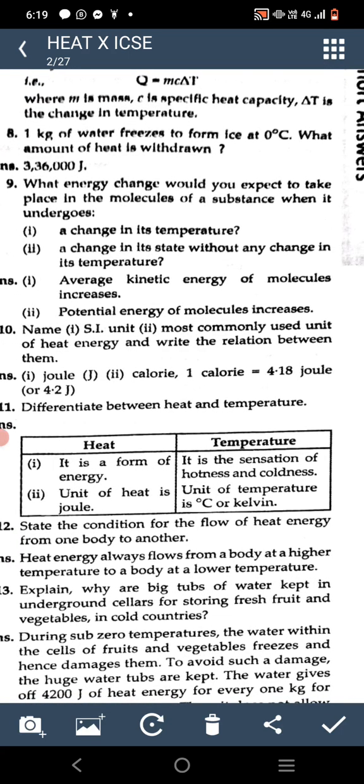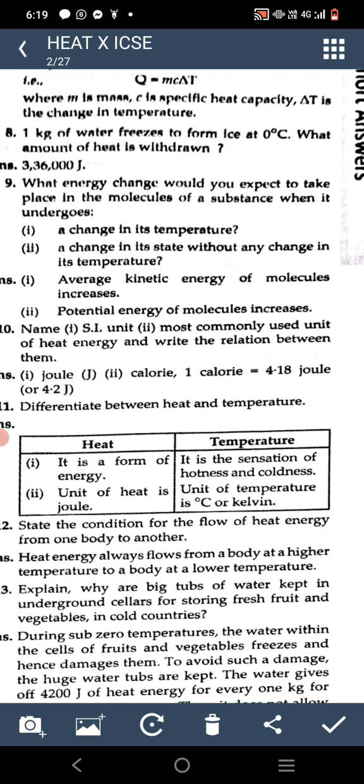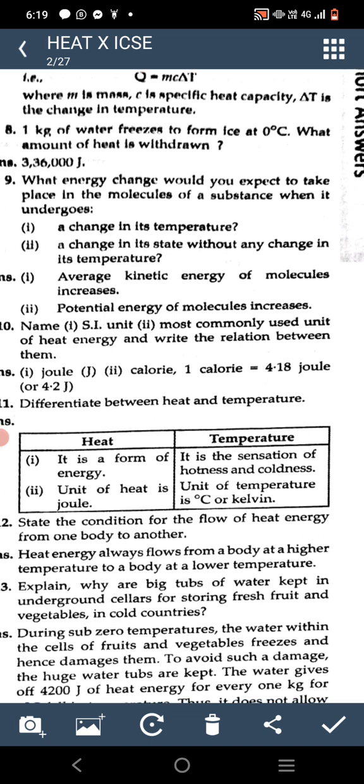1 kg of water freezes into ice at 0 degrees. What is the amount of heat withdrawn? 336000 joule. Name the SI unit and the most commonly used unit of heat. The SI unit of heat is joule. The most commonly used unit is calorie. 1 calorie equals 4.18 joule.